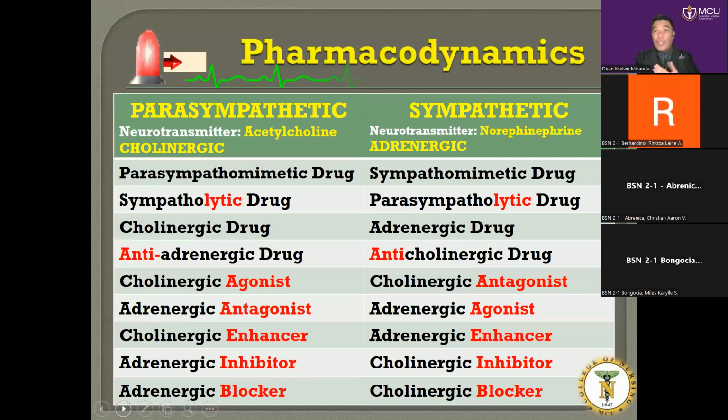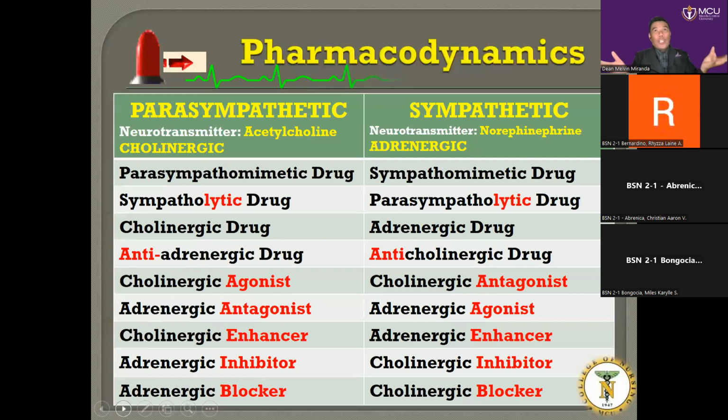For the parasympathetic nervous system, another term for parasympathetic is cholinergic. The major neurotransmitter for parasympathetic is acetylcholine. So whenever you encounter an acetylcholine enhancer, always associate acetylcholine with parasympathetic, a cholinergic drug. But again, if we use an acetylcholine blocker, what does it mean? Since it blocks the acetylcholine, it's not anymore the parasympathetic. It's already sympathetic, because it blocks the parasympathetic response.